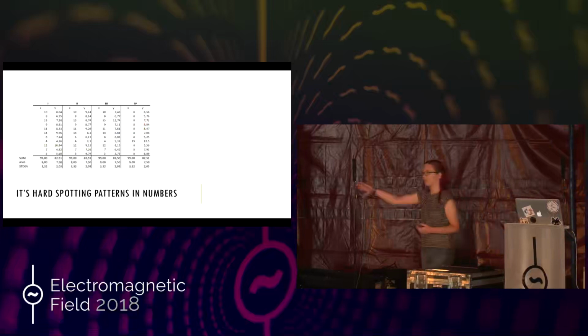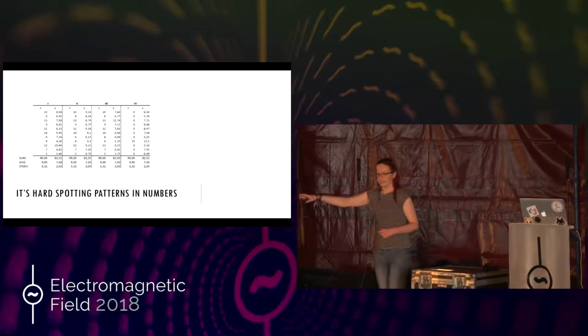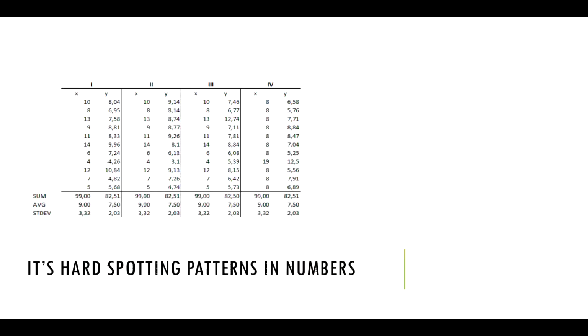And like I said, it is very hard to know what is going on when you're just using numbers. So if I show you this data set here, this is 4 sets of data. I'm so sorry. Did I break everything? No, it's fine.